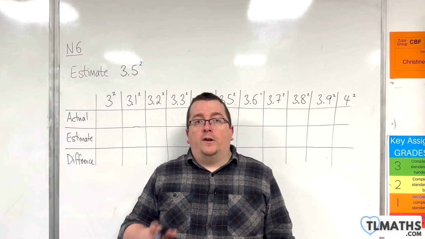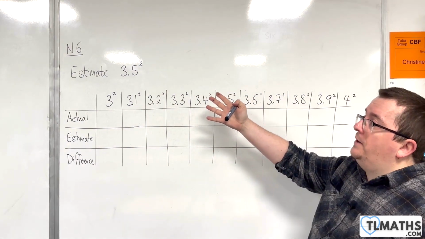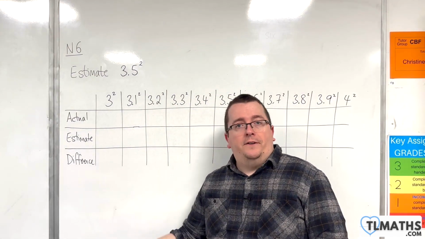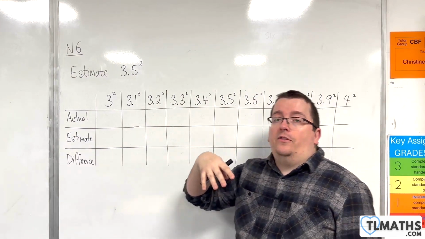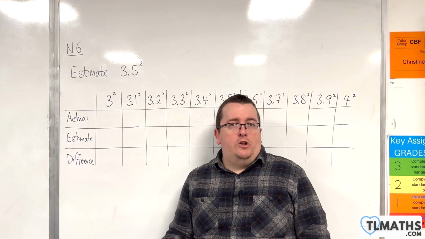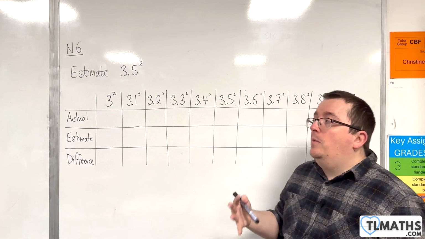So we're now going to be looking at how we can estimate things like 3.5 squared without the use of a calculator. Or when we're going to go on to it, we're going to look at things like 2.9 cubed or 1.9 to the power of 4. How can we estimate these?